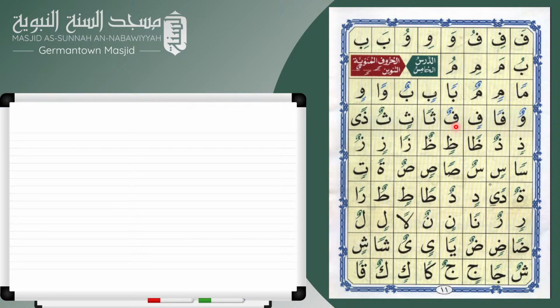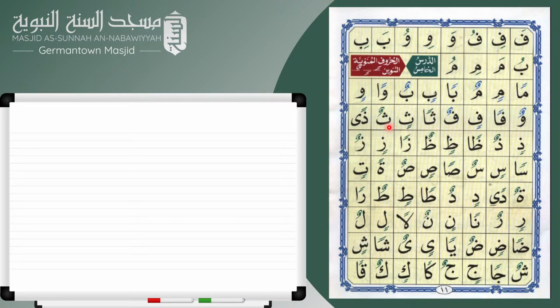Tha fathatain than. Where does the tha come from? Tip of the tongue between what? Top and bottom teeth. Tha, tha. Tha kasratain thin. Than, thin. Tha dhammatain thun. Than, thin, thun.